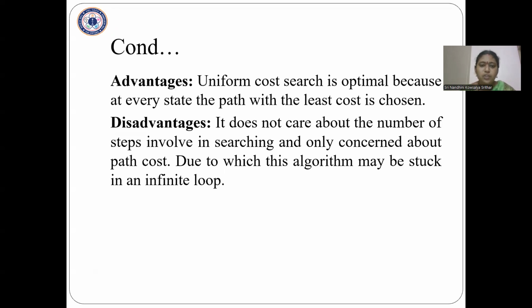So the advantage of the uniform cost search algorithm is that it is optimal, because at every state the path with the least cost is chosen. So cost-wise, it will be less only. Then the disadvantages: it does not care about the number of steps involved in the searching. It only concentrates on the path cost. So sometimes it occupies more memory.